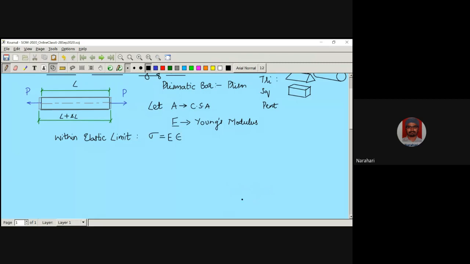Sigma is directly proportional to epsilon. We also know that sigma equals E epsilon, as Hooke's law states. So now this implies what? What is sigma in terms of the figure that you are seeing? Sigma is P by A.